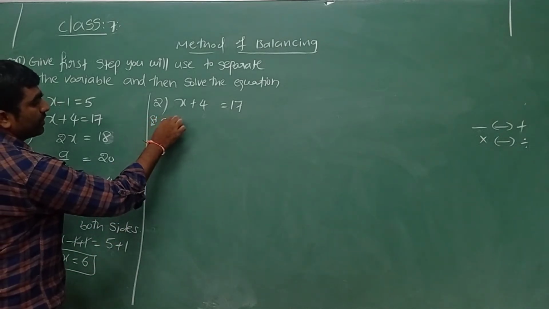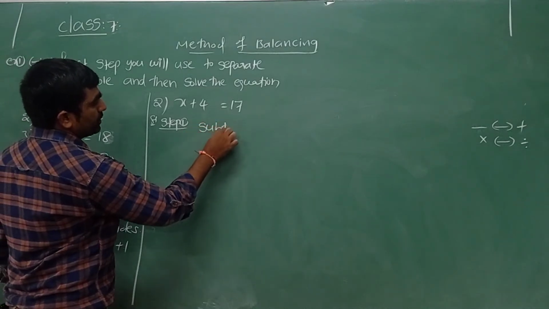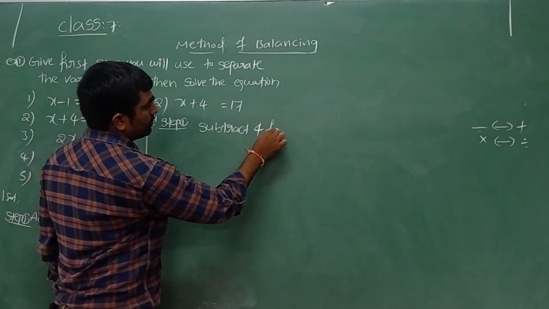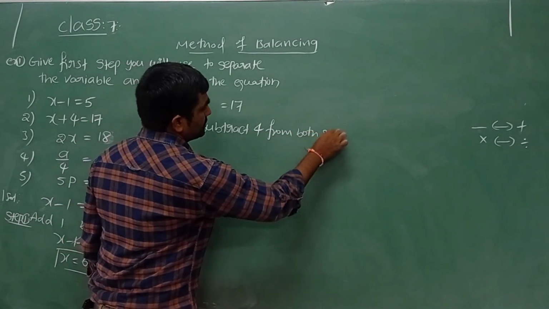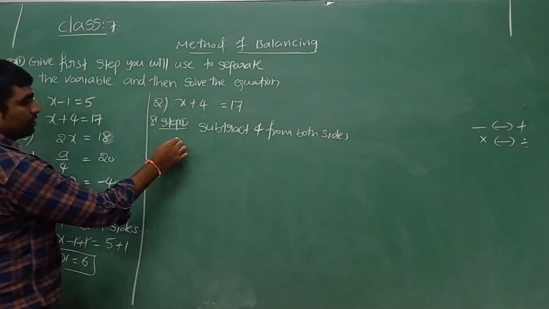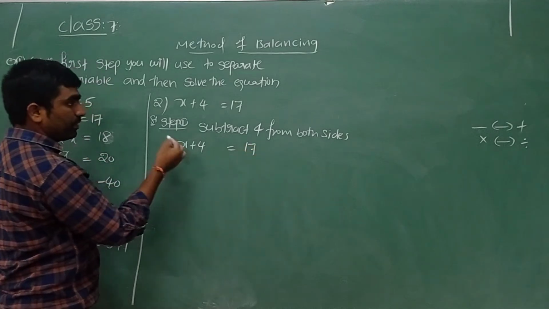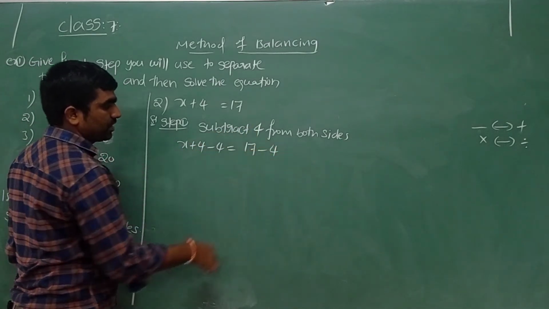Yes, that is the first step we can write here. Subtract 4 from both the sides, both LHS and RHS. Now we will take LHS: x plus 4 is equal to 17. From LHS subtract 4, and do the same thing from RHS also.